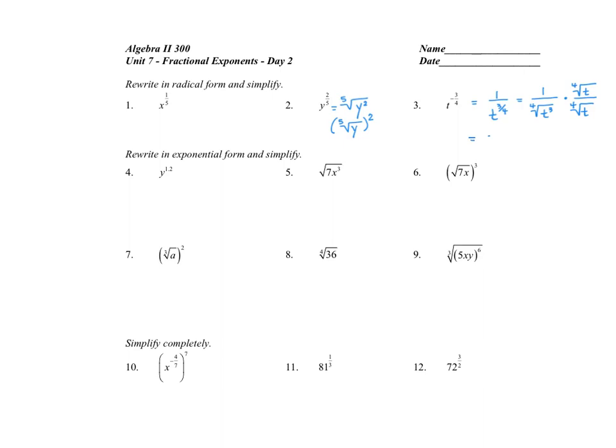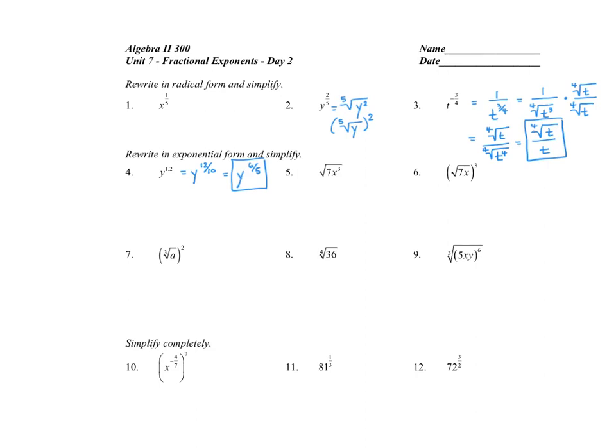which will give me the 4th root of t in the numerator and the 4th root of t to the 4th in the denominator, which leaves you with the 4th root of t over t. If we look at number 4, we want to rewrite in exponential form, but we don't want to have an exponent of 1.2. So we want to rewrite that as a fraction, so we can rewrite as y to the 12 over 10, and then simplify to y to the 6/5.